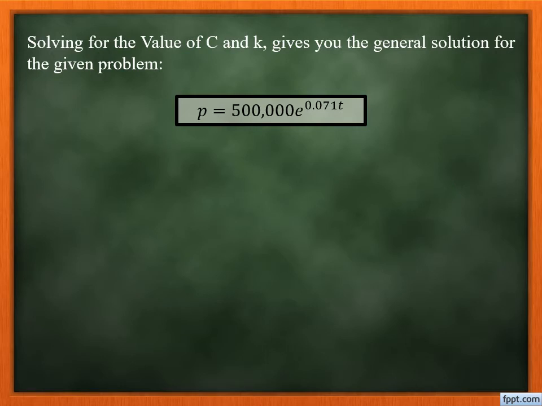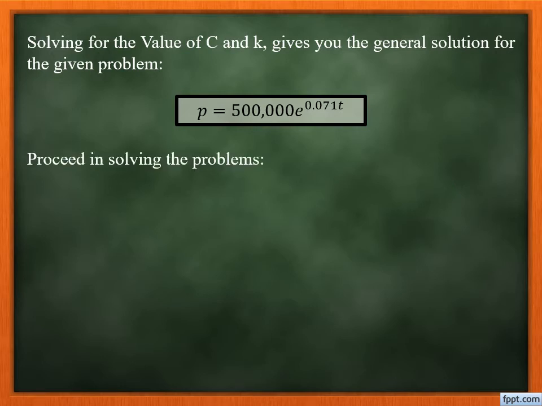Now, attaining this general solution for the problem, whatever missing variable there is, we can solve it using this general solution. We just need to substitute the given and solve for the missing.